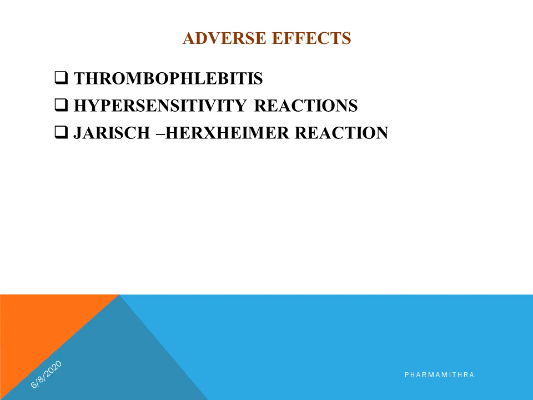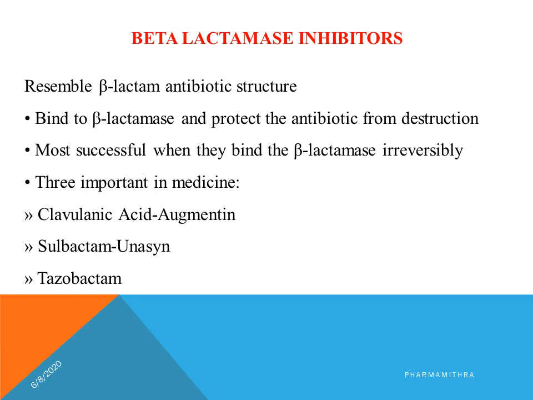Going to the adverse effects, mainly 3 adverse effects are seen with penicillin. First one is thrombophlebitis, that is pain and inflammation at the site of injection. Second is hypersensitivity reaction, and anaphylactic shock may occur. Third is the Jarisch-Herxheimer reaction, which is seen in syphilitic patients, with symptoms of shivering, fever and myalgia, and this can be reduced by the use of aspirin and sedation. Relief can be seen in this reaction.